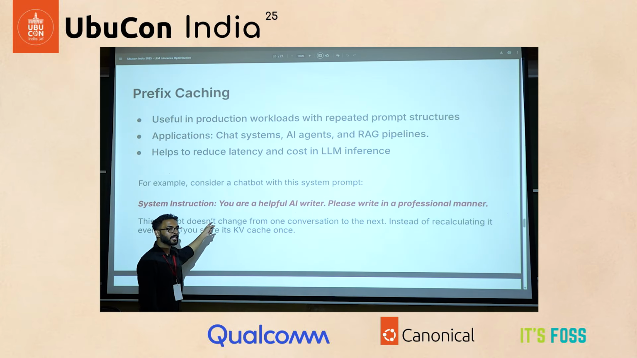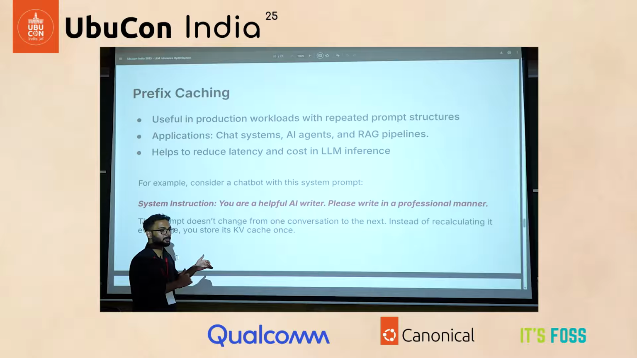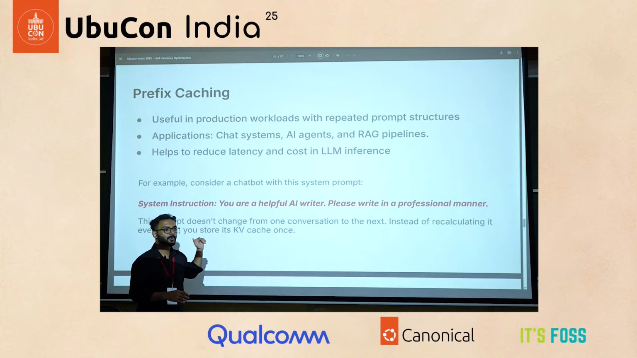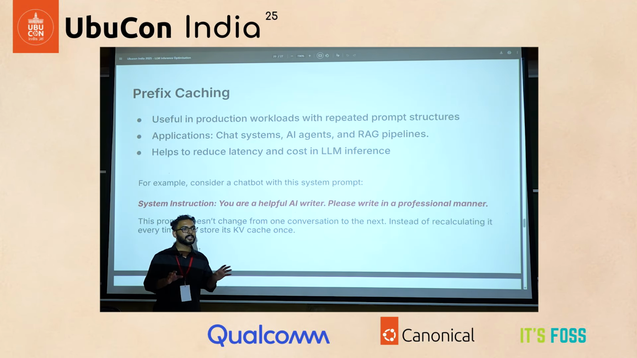I can compute the KV cache, store it as a cache, and then attach it to the particular input that the user gives. So this is called prefix caching. You identify at a certain level the prefix that doesn't change all the time, you cache the KV cache or related fields, and you reuse that. This is particularly useful for systems like AI agents, RAG pipelines, or chat, or anything that has a common prompt or a common instruction.